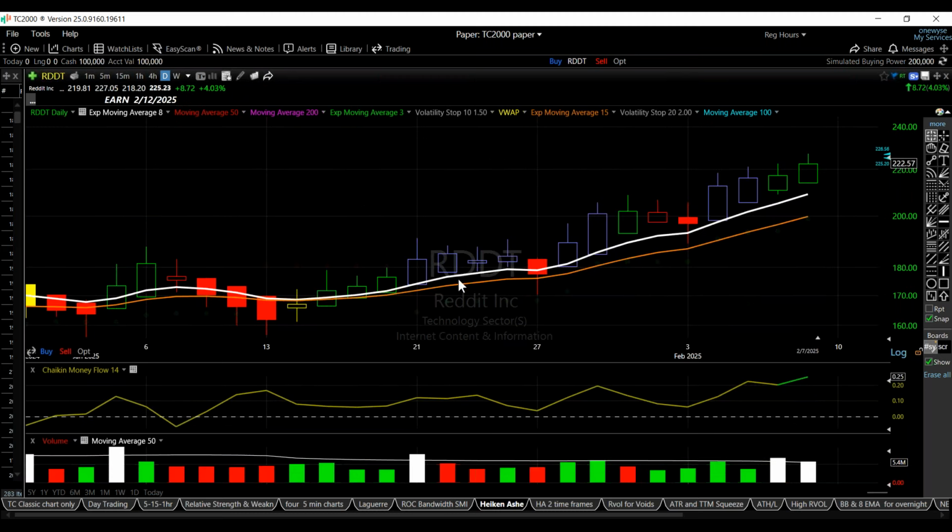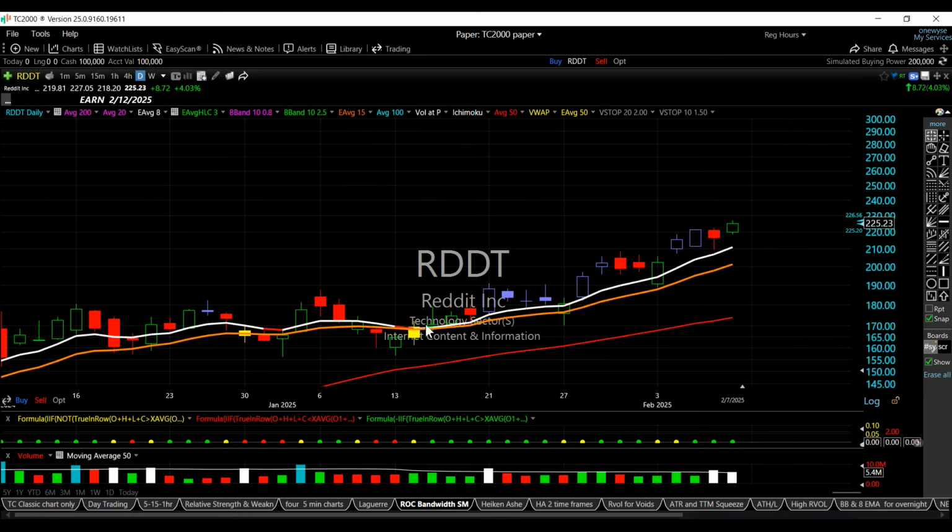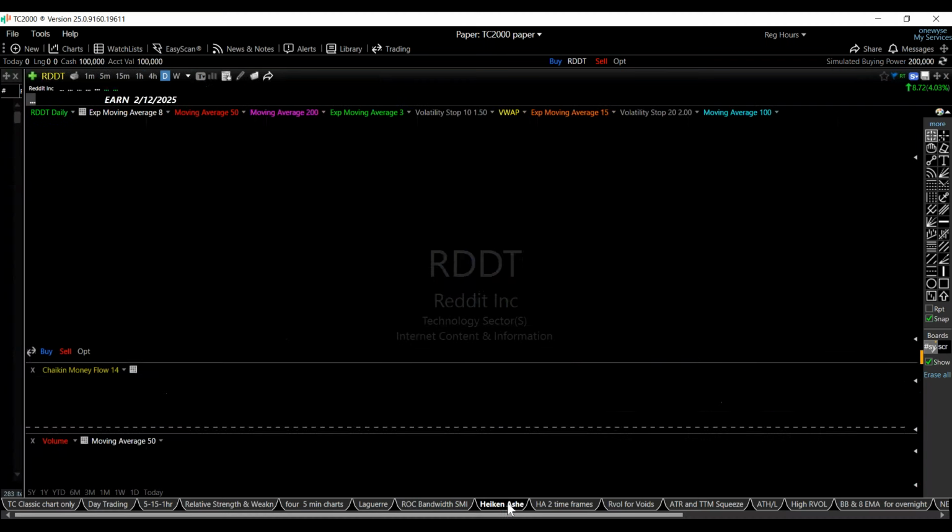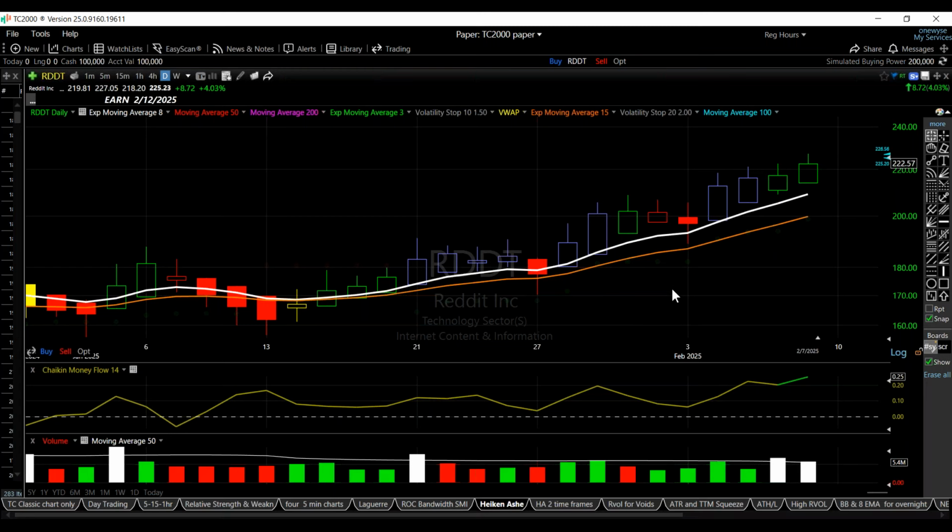This is Reddit right here. This is Reddit on a Heiken-Ashi daily chart. Now I'll show you the regular chart. This is what Reddit looks like here. Choppiness, chop, chop, chop, chop, chop. All right, here's Reddit Heiken-Ashi candles right here.